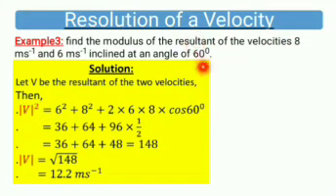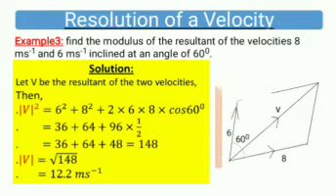60 degrees. Now, let's look at how the diagram will look. You cannot have this as one straight line because the angle is 60 degrees. So if this is angle 60 degrees, the first velocity, let's say this one is 6 meters per second, and this one is 8 meters per second. Is that okay?